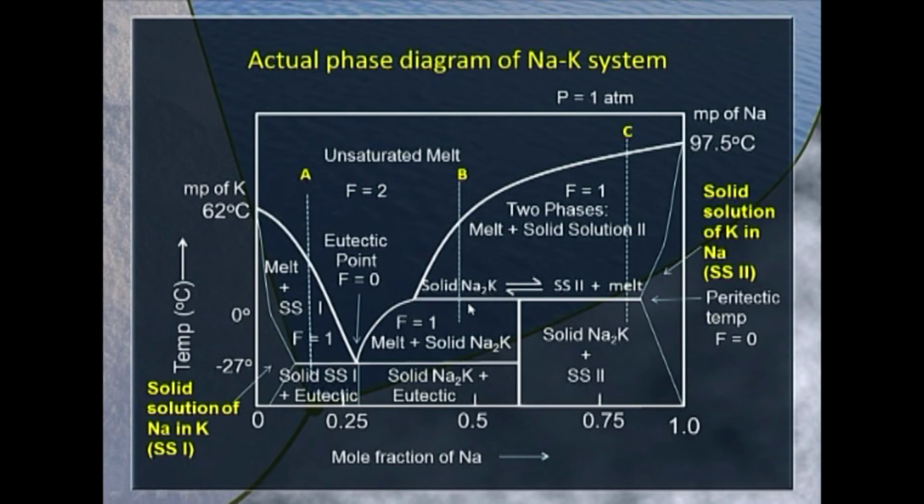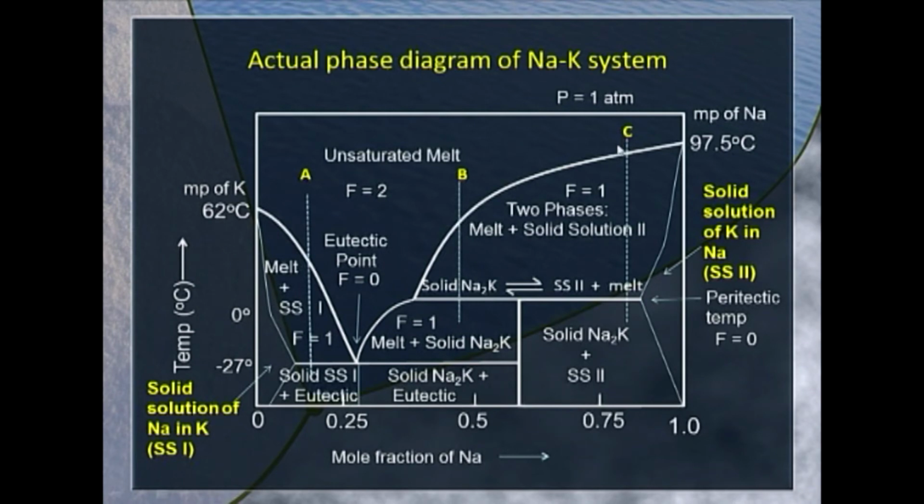And when that happens, cooling will continue down the line with the separation of more and more of Na2K, the compound. Finally, we reach the eutectic temperature, at which the system becomes a 3-phase system. We lose the degree of freedom. When entire molten mass gets frozen, we are left with only 2 solids, and they are solid Na2K and the eutectic. The cooling continues, and we end up with a solid of this composition.